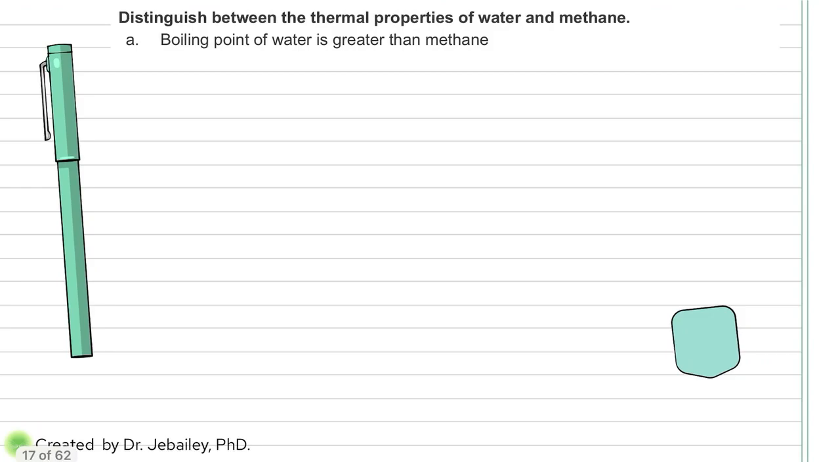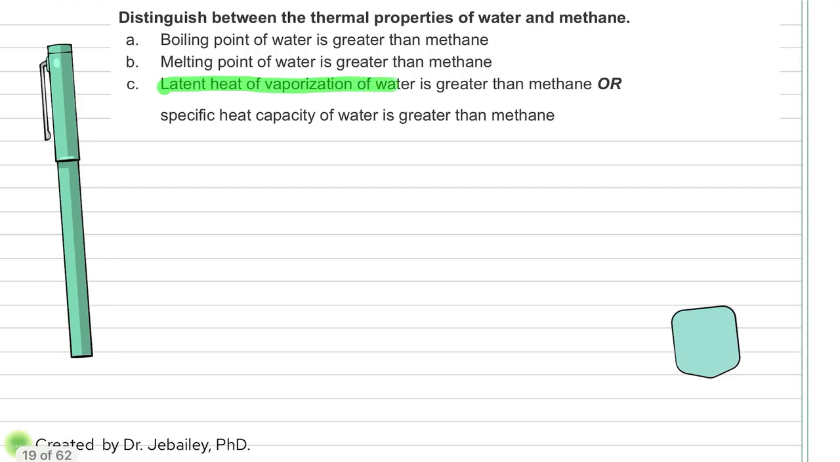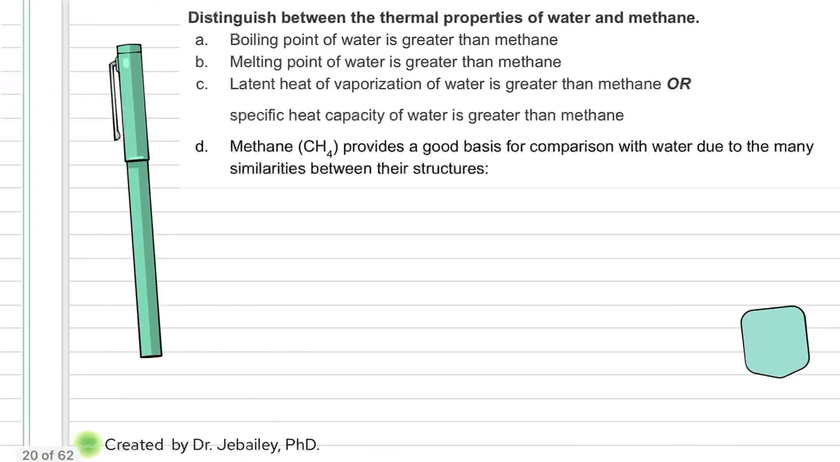So let's look at the mark scheme. See, boiling point of water is greater than methane. See, it's a full sentence, greater than. Also, melting point is greater than methane. Latent heat of vaporization of water is greater than methane, or specific heat capacity of water is greater than methane. So everything is higher on the water side.